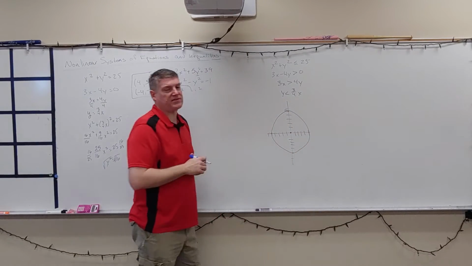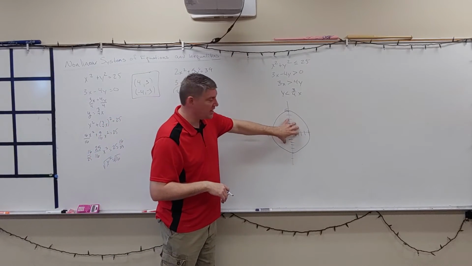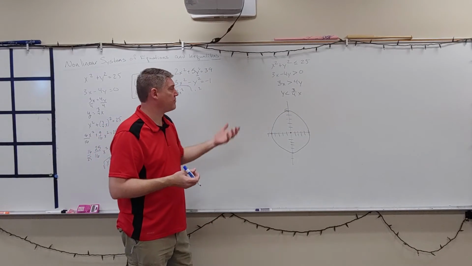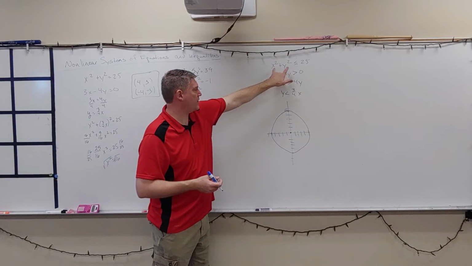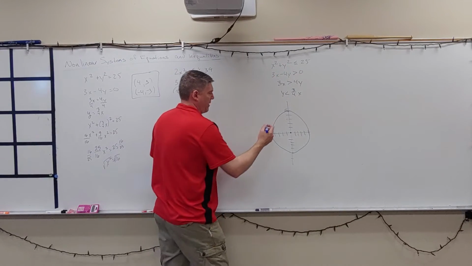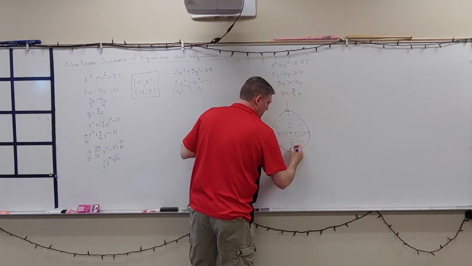Now I have to decide where I'm going to shade. I'm going to either shade the inside of the circle or the outside. The easiest way is to take a point and test it. If I put 0, 0 in here, 0 squared plus 0 squared is less than 25. So I'm actually going to shade the inside. So I'm shading this inside piece here.